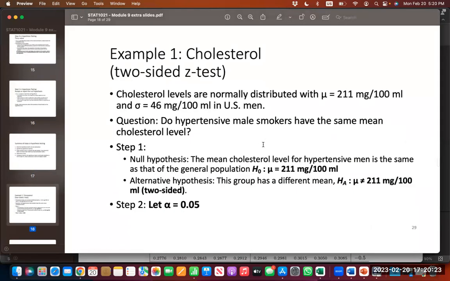And this is now the example. We have cholesterol. We know from the population that the cholesterol for the entire population is 211 milligrams per deciliter. The standard deviation sigma is 46 milligrams per deciliter. So we are now testing this against an alpha. We do a two-sided test, and we're accepting an alpha of 5%.